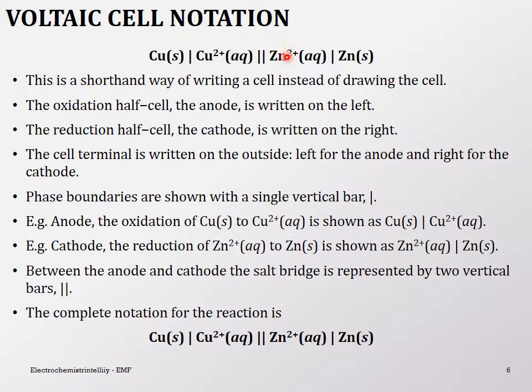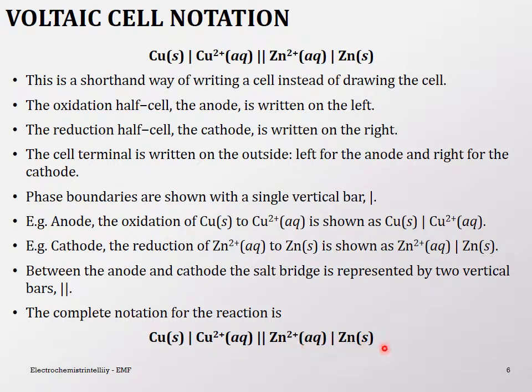Zinc is actually going from zinc 2+ to zinc. So that's what's going on over here. And so that's how you write this out, instead of writing zinc here and then zinc 2+ over here. This tells us right away that you have oxidation going on and you have reduction going on the right-hand side. And then between the anode and the cathode, you will have the salt bridge, which is represented by these two lines.